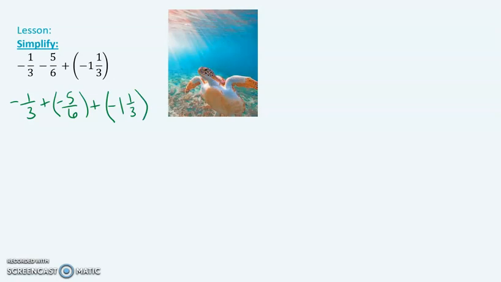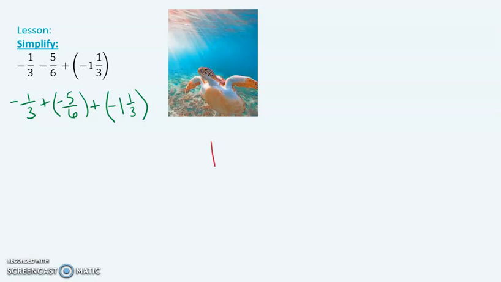Now we can remember that we're really adding these numbers together. The next thing that we need to do is turn these all into improper fractions. And really negative 1/3 and negative 5/6 are fine. It's this negative 1 1/3 that we need to work with because it's just more complicated to deal with whole numbers and fractions at the same time.